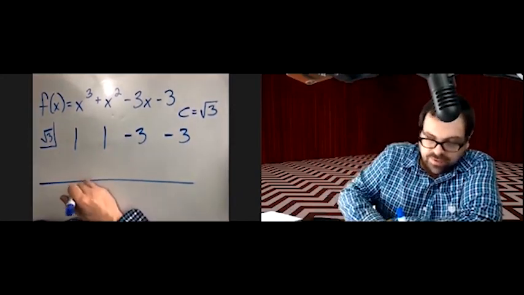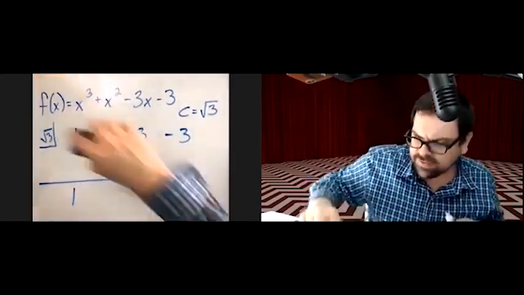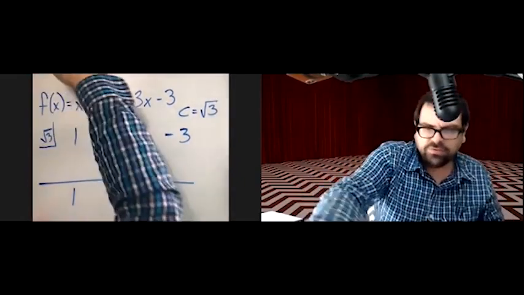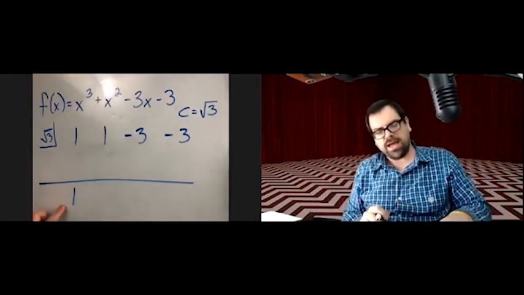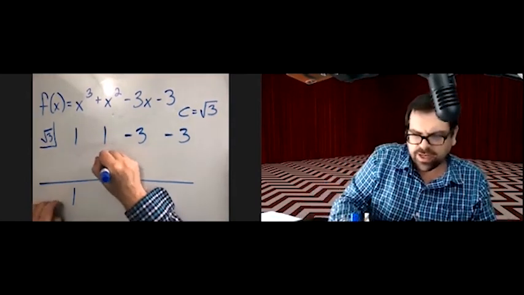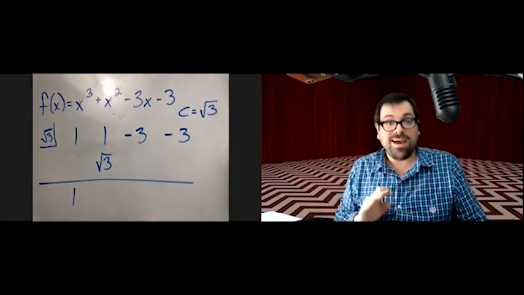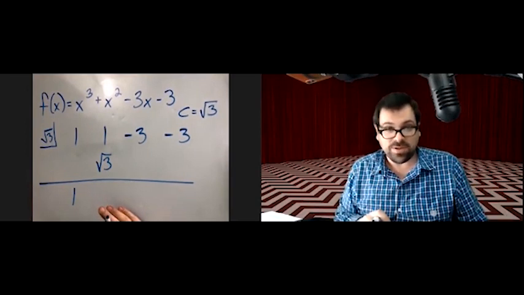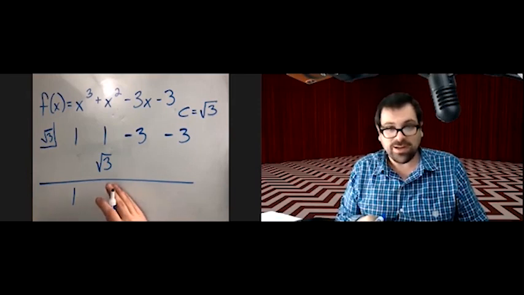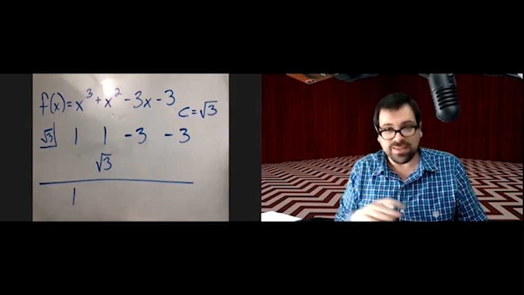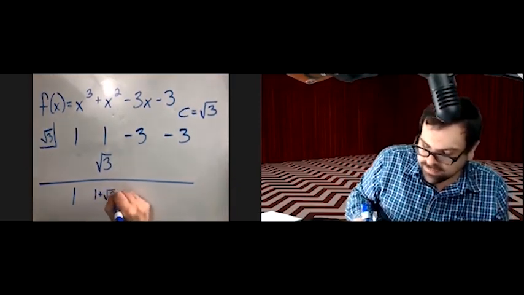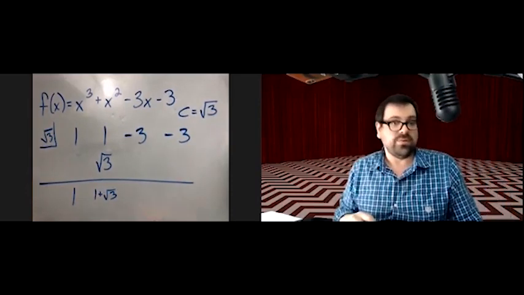Bring down the first number. These ones feel excessive. Bring down the first number. Multiply. Radical 3 times 1 is radical 3. Add. I'm sorry, 1 plus radical 3. Don't pull out a calculator. That's going to defeat the purpose of this entirely. 1 plus radical 3 is just 1 plus radical 3.